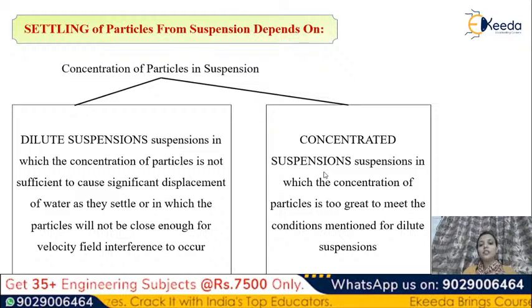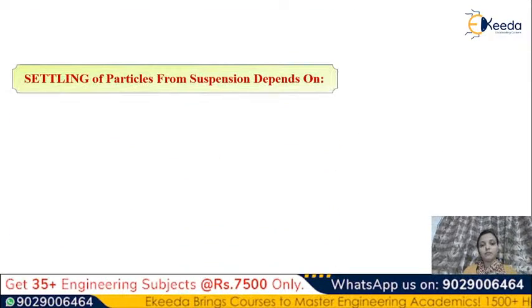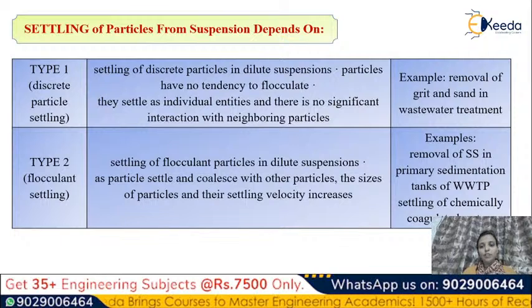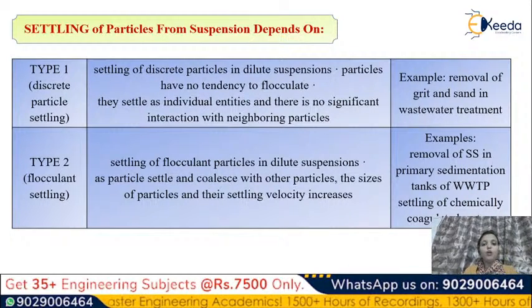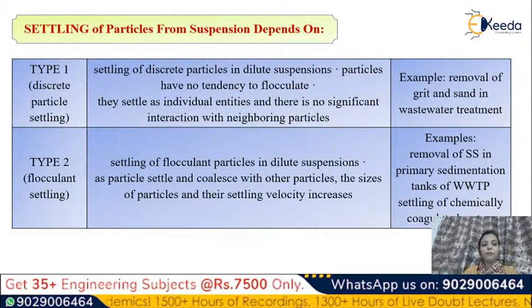And a concentrated suspension is one in which the concentration of particles is too great to meet the conditions maintained for the dilute suspension. So this is the tabular form. In it I distributed all these properties for the different types of particles, that is discrete particles and flocculent particles, and the table shows some examples based on those particles. Discrete particles and flocculent particles I already described.